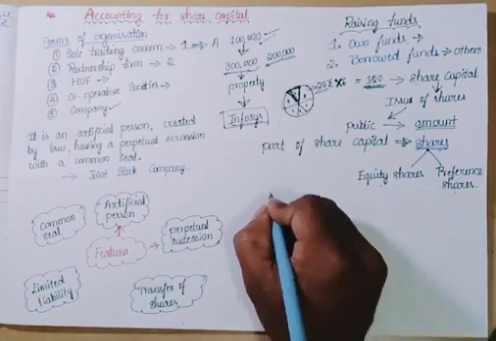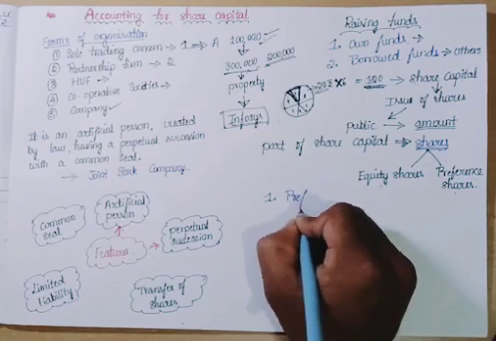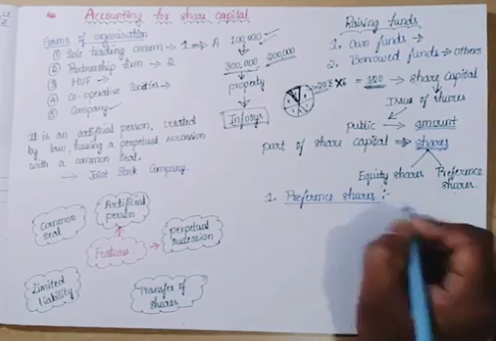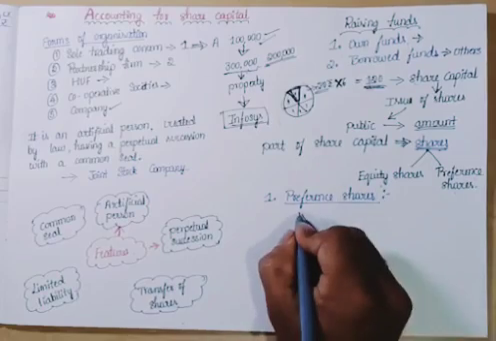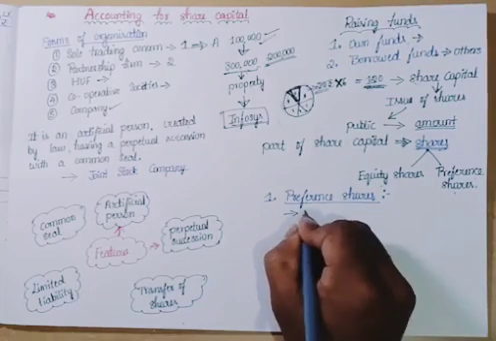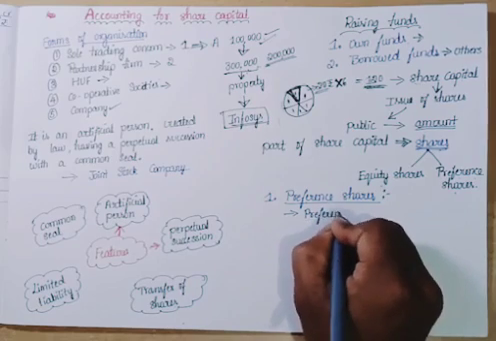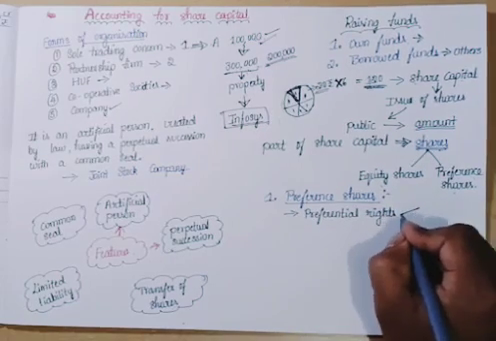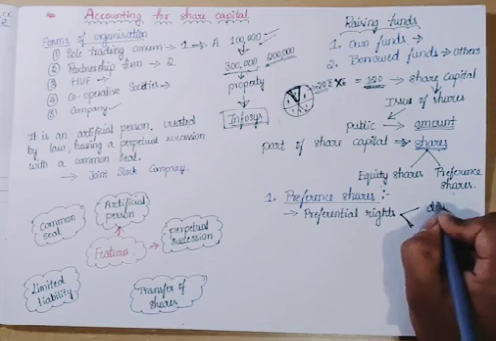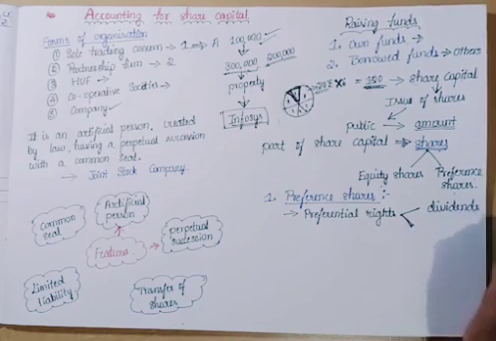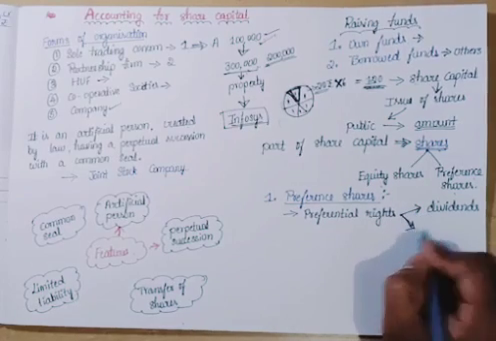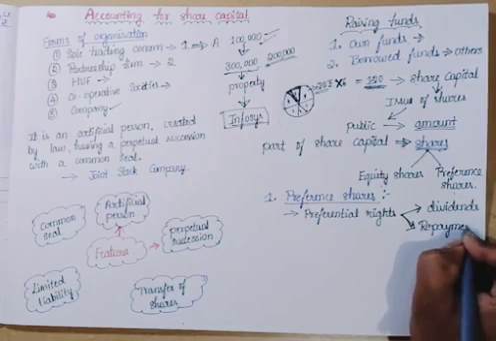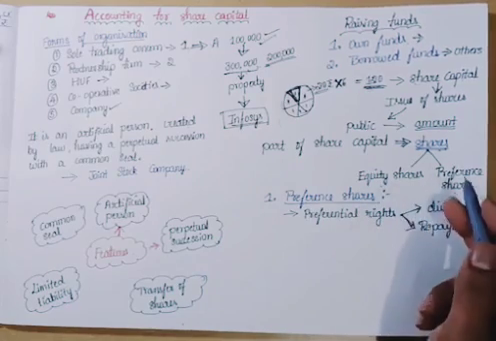First one we have is preference shares. As the name itself says, preference shares are the shares which have preferential rights to receive dividends on the amount invested, and redemption of shares or repayment on shares, to collect the repayment amount on the preference shares.